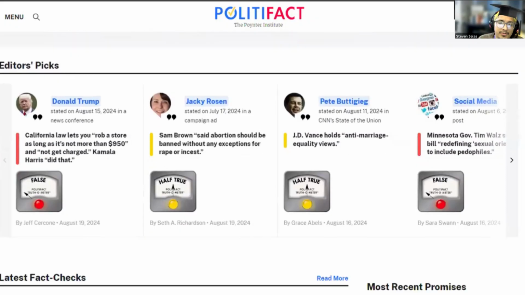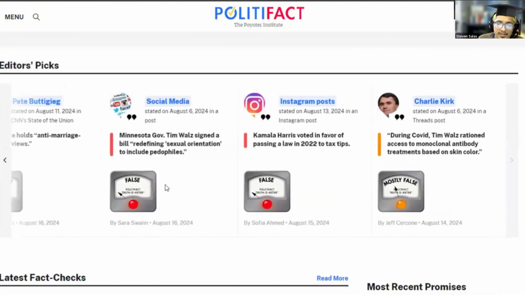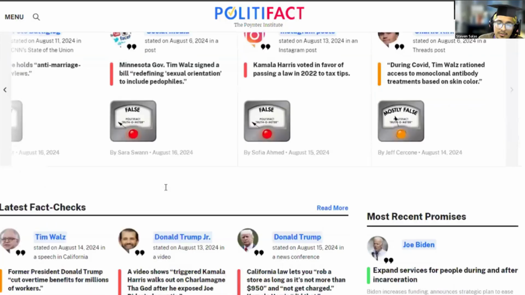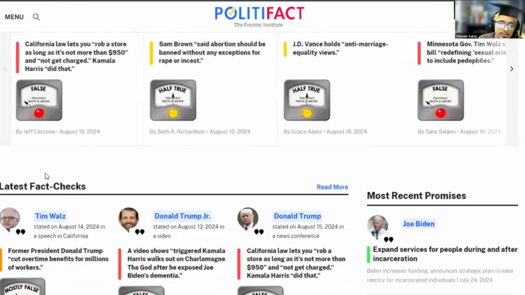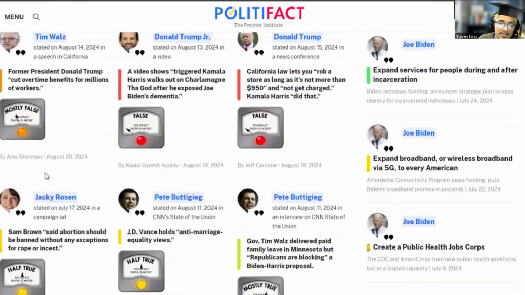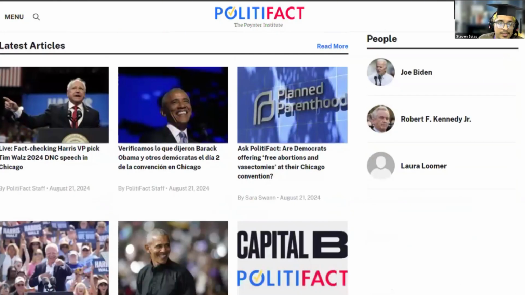Yeah, they don't care about clicks and all that. They more so just want to make sure the information they come across is false. Mostly false. What was the other one? Half true or true. And it looks like there's a lot of false and a lot of mostly true, half true. Yeah.